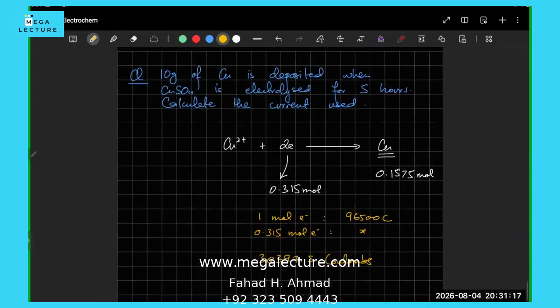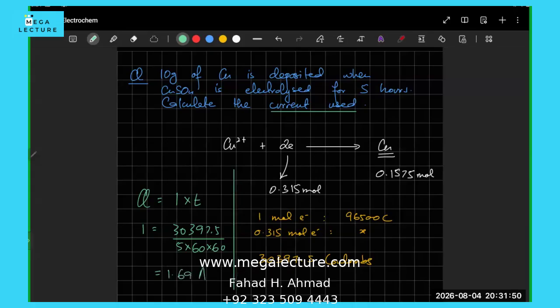What is the last thing you're going to do? We're going to divide this by time, which is 5 hours. Okay, Q is equal to IT, so divide this by 5 times 60 times 60. So it is 30397.5 divided by that, which is 1.69 amperes, the current. Right? Yes. ठीक है, clear?